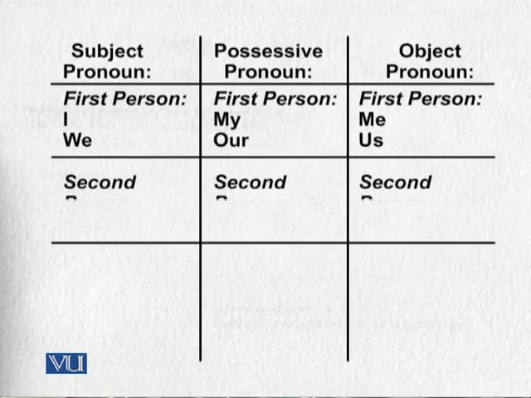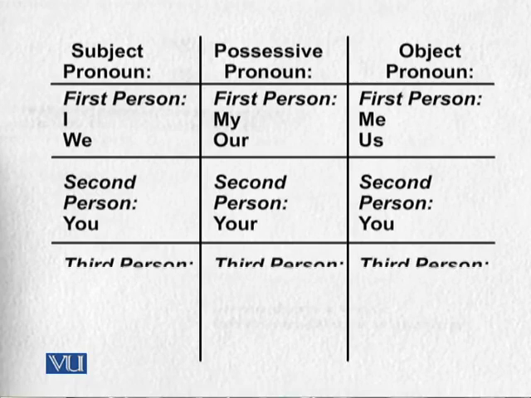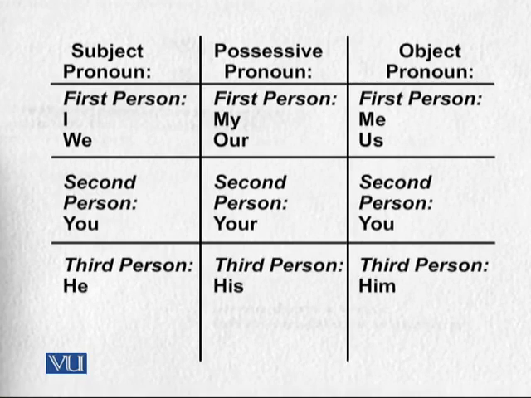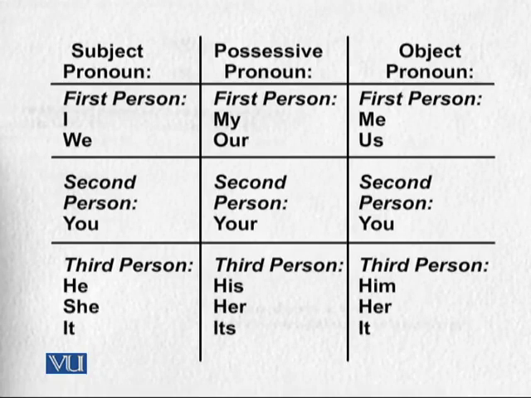And then second person, you. Its possessive form will be your, and object form will be you. You, your, you. Third person, he, and then possessive his, object him. She, possessive her, and object also her. It, possessive its, and object it. And they, possessive their, and object them.